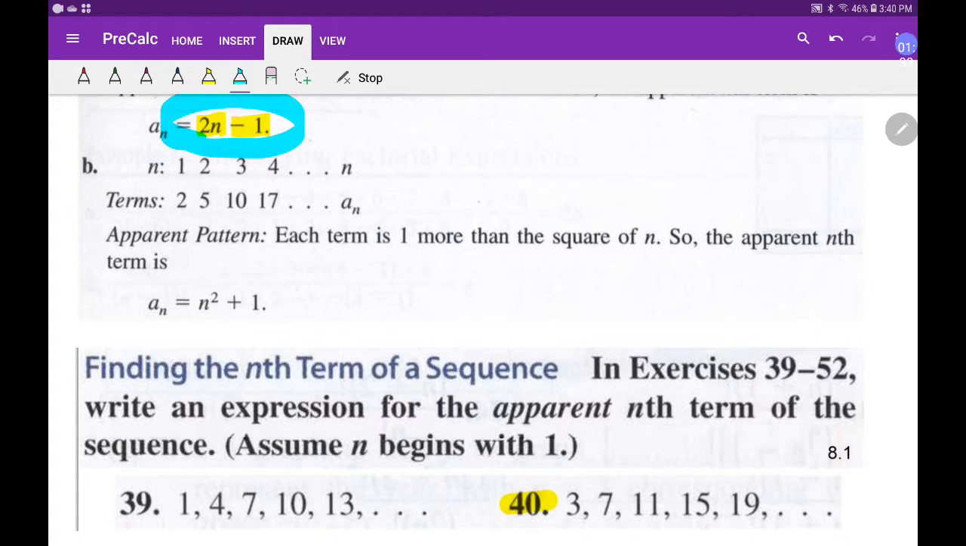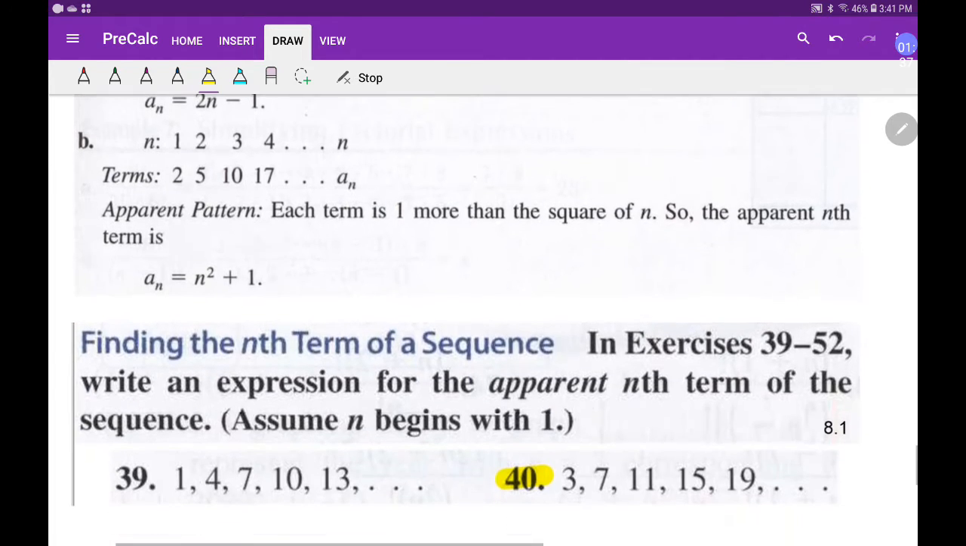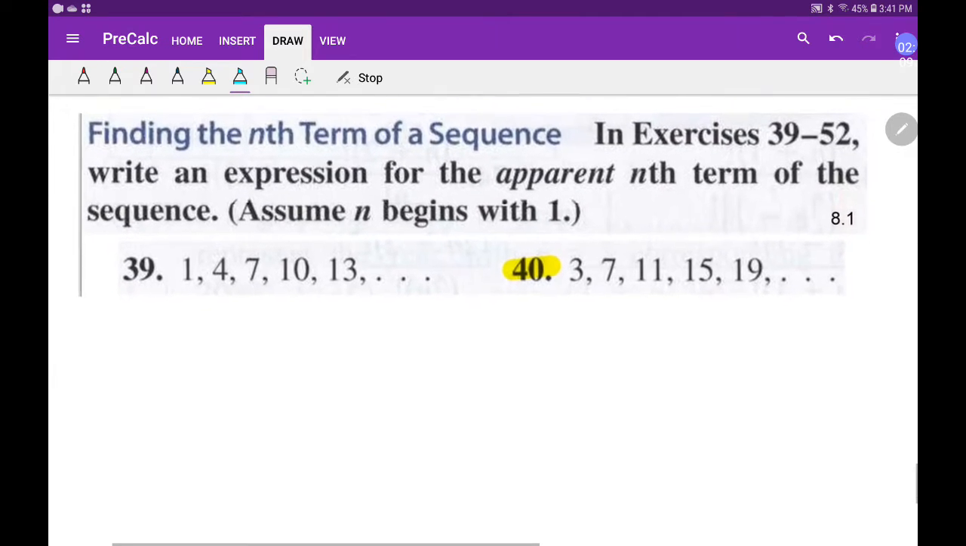We come on down here. We have, what's going on here? Well, here's our terms 1, 2, 3, 4, and we're squaring and adding 1. So we square 1 and we add 1 and we get 2. And we square 2 and we add 1. 4 plus 1 is 5. And we square 3 and we add 1. We square 4 and we add 1. Okay. So now our job is to try to see the pattern.